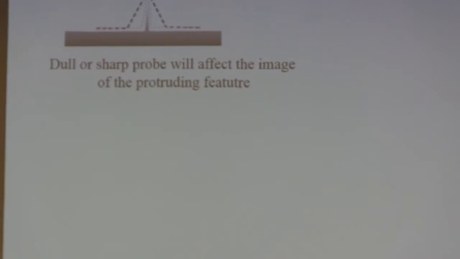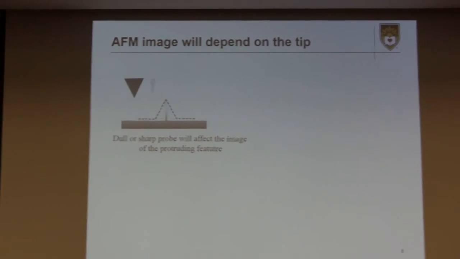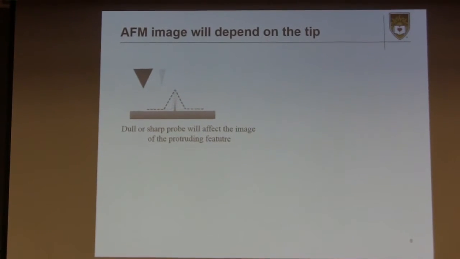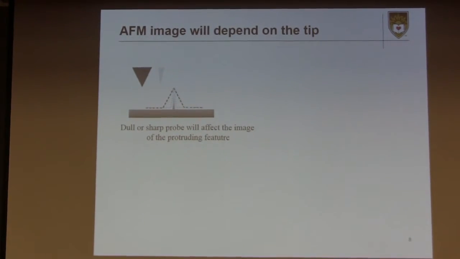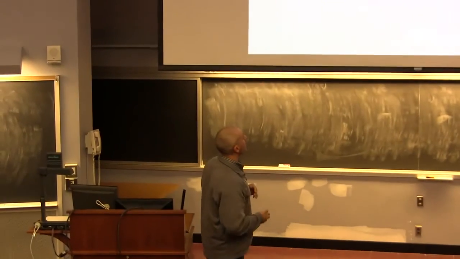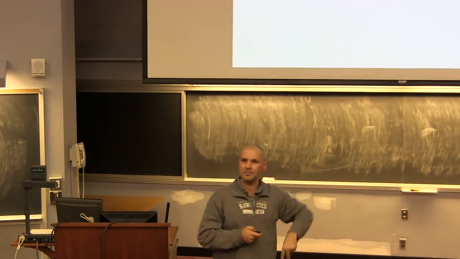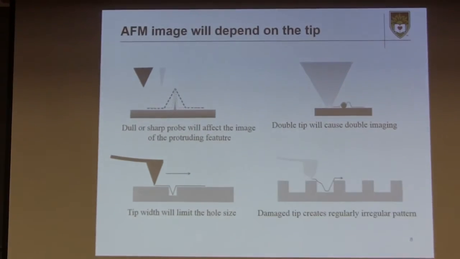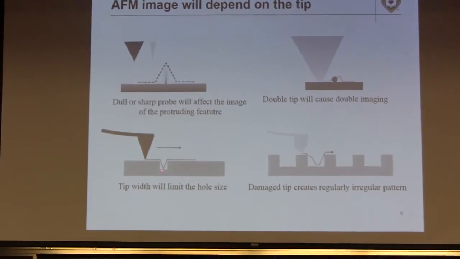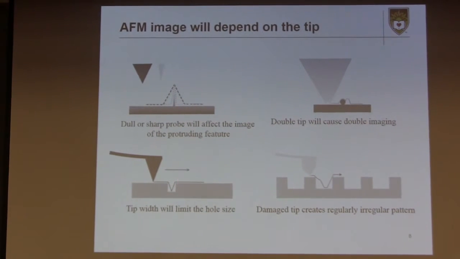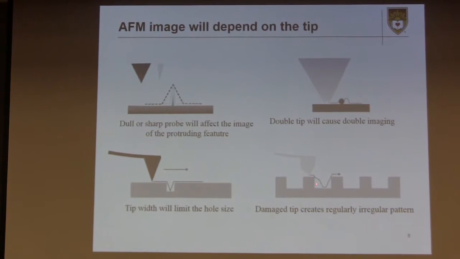And that is associated with many image artifacts. If you have a dull probe, that will cause broadening. If you have a double tip, you will see two things repeated instead of one pattern. The tip width will determine the hole size, so it's not going to be square necessarily. And a damaged tip will change your pattern.